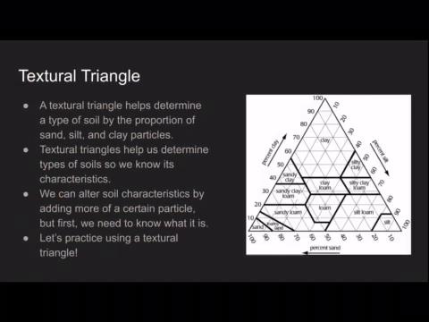So, a textural triangle. We use a textural triangle to classify a specific type of soil that we have. And this is very important because it tells us the characteristics of the soil. So is the soil able to hold water well, or will it all drain out right away? And we can alter these characteristics by adding more of a certain type of particle. But first we need to know what type of soil we have.